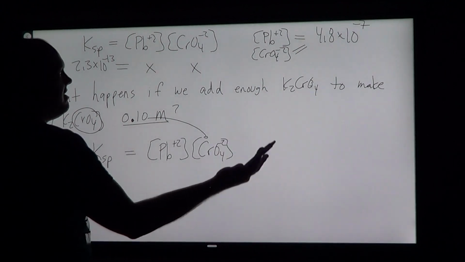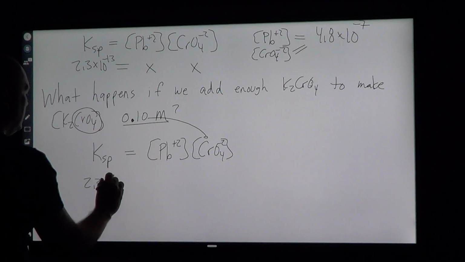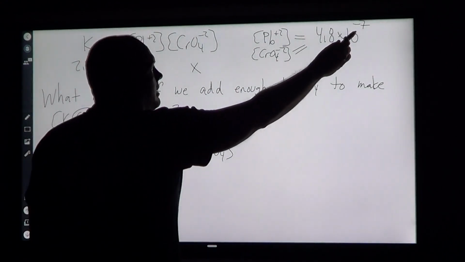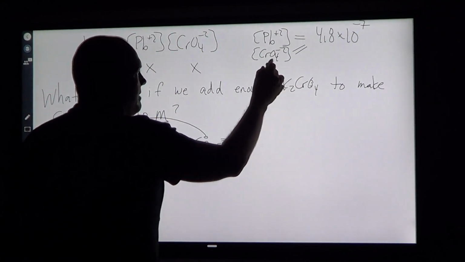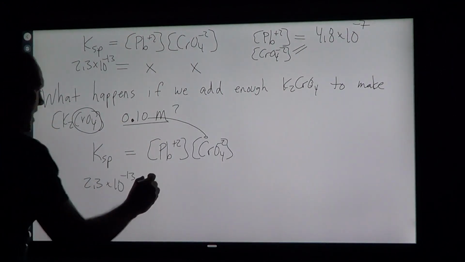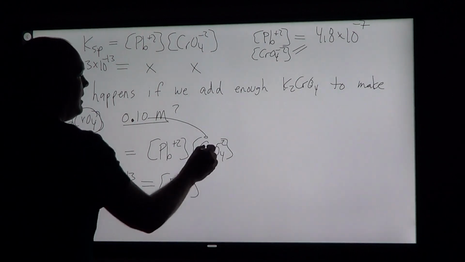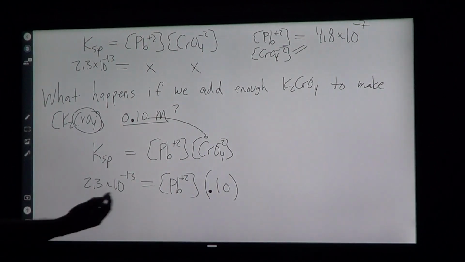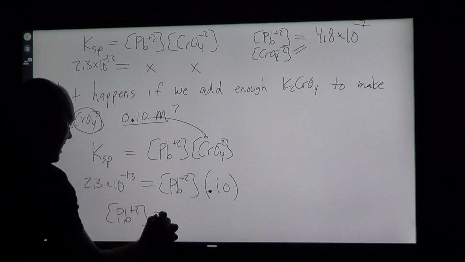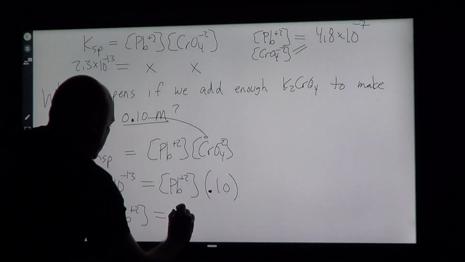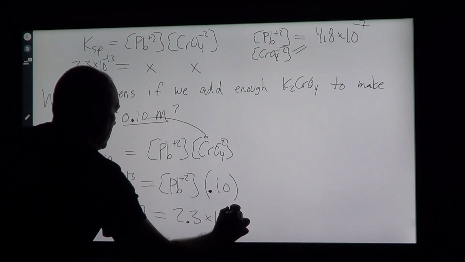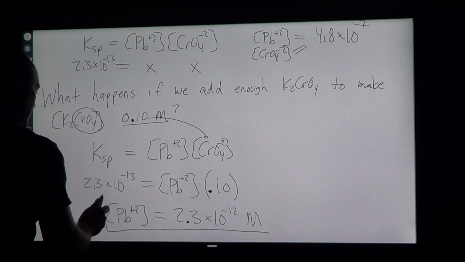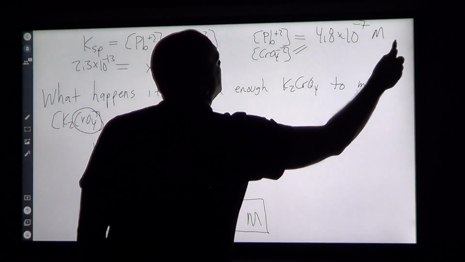But we know that the KSP for this can never, ever change. So we still need the 2.3 times 10 to the minus 13, but we just made the chromate gigantic compared to what it used to be. It used to be 4.8 times 10 to the minus 7 chromates and 4.8 times 10 to the minus 7 leads. But now we have increased the chromate all the way up to 0.10. To solve for this, the concentration of the lead equals that divided by that, which brings us to 2.3 times 10 to the minus 12 molarity. So again, I'm going to circle this, and I'm going to circle this.